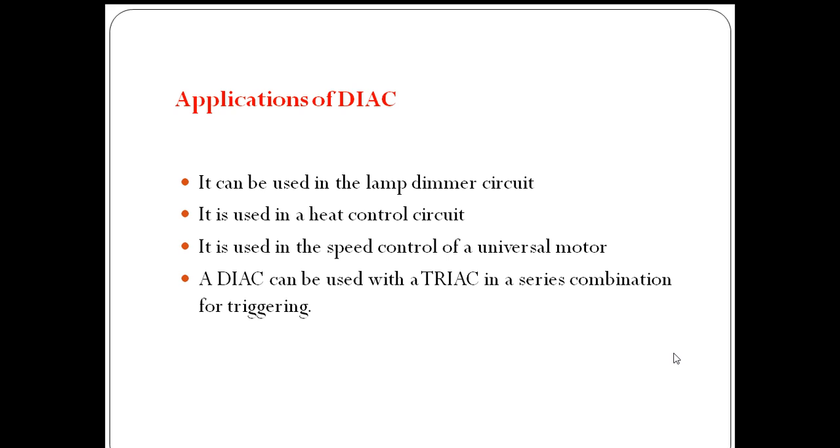Applications of DIAC. DIAC is mainly used in light dimmer circuits to trigger the triac. It is used in heat control circuits. It is used for speed control of a universal motor. DIAC can be used with a triac in series combination for triggering. So there will be an RC circuit for triggering the triac, and in this circuit, along with the RC, the DIAC will be connected in the gate circuit of the triac.